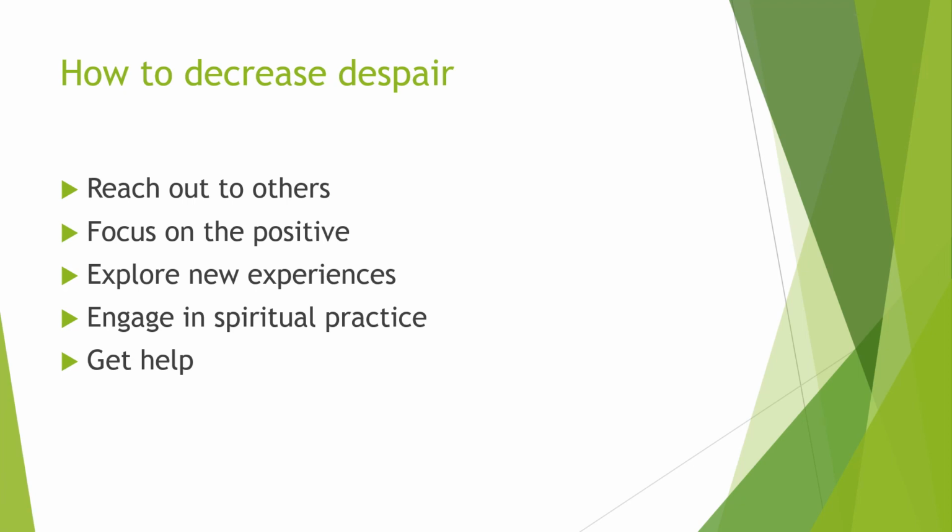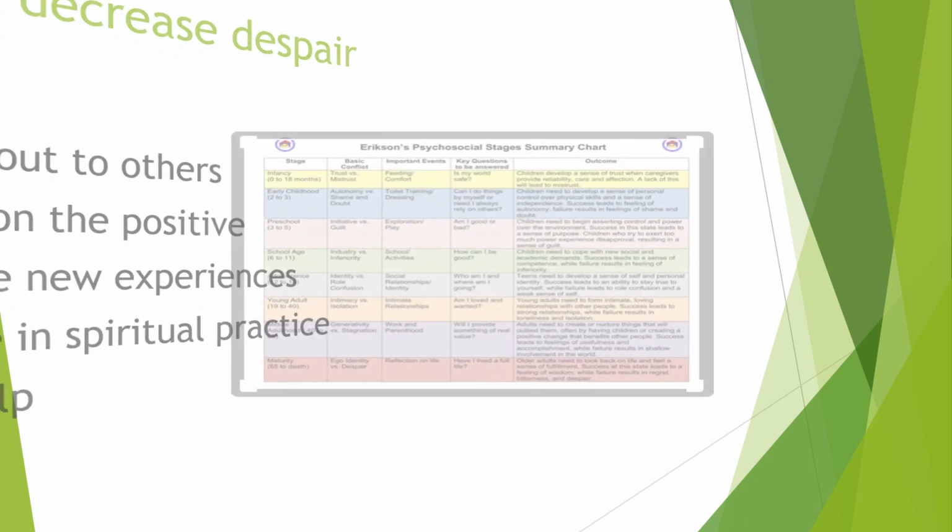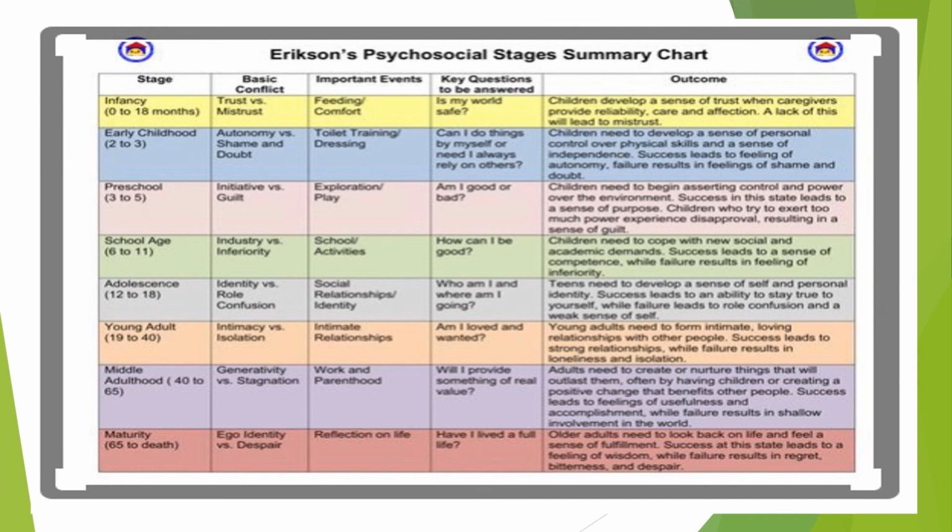According to Erikson, individuals don't experience integrity or despair all the time. Instead, most healthy individuals experience a balance between each day as they begin to make sense of their lives. Okay, on this chart, you will see the Erikson psychosocial stages summary chart from infancy, early childhood, preschool, school age, adolescence, young adult, middle adulthood, and maturity.